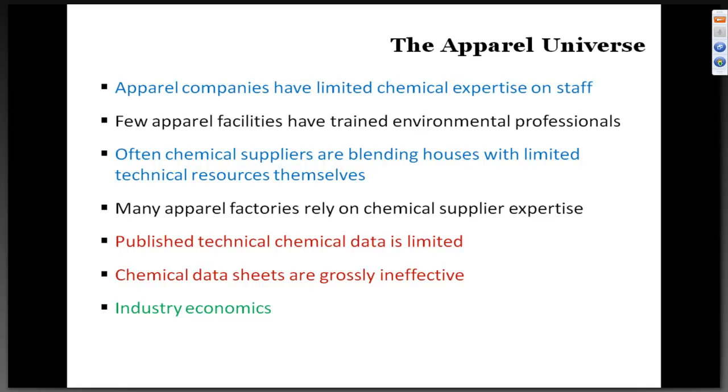Consequently, what they do is they rely on their chemical suppliers for the technical knowledge of the chemicals that they use, which leads me to the third bullet. Especially in today's global market, the chemical suppliers are blending houses, and they themselves do not understand the chemicals that they're putting on the market. It is a huge problem. Published technical chemical data is very limited, and the data sheets are grossly ineffective. And again, you add into that the global economy. It is just a system that is really broken, that needs improvement.